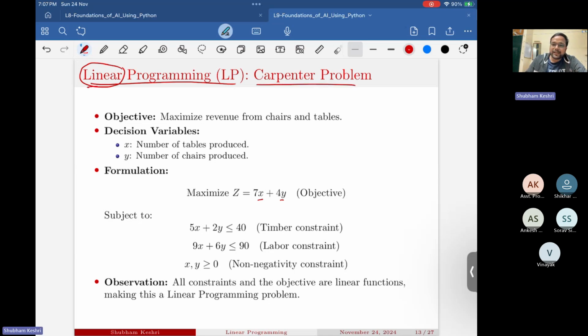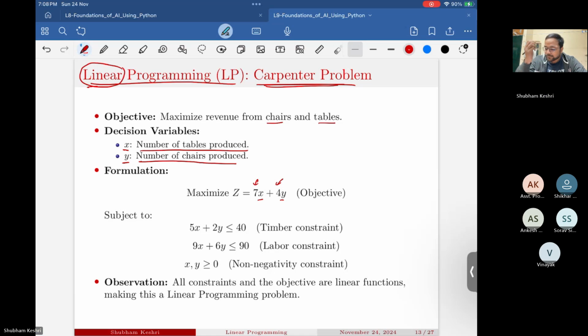So we will see one example of the Carpenter problem. The problem goes like this. There is a carpenter who makes chairs and tables. Suppose X represents the number of tables he produces and Y represents the number of chairs he produces. Each table is sold for 7 units and each chair is sold for 4 units.